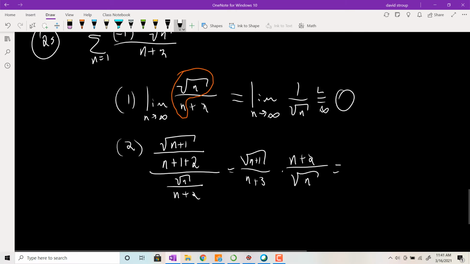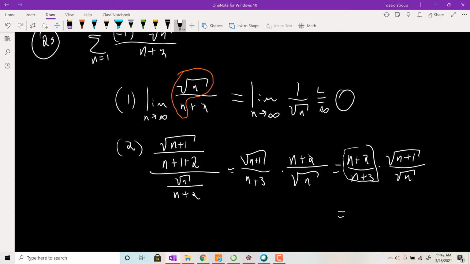Then we can, I guess, rearrange things a little bit. So we have n plus 2 all over n plus 3 times the square root of n plus 1 over the square root of n. And then we're trying to compare this to 1, right? The problem is we have this thing, which is less than 1, and then this thing, which is greater than 1. Okay.